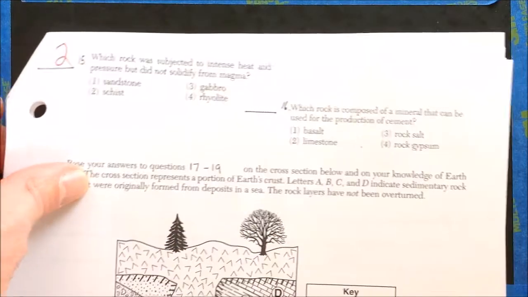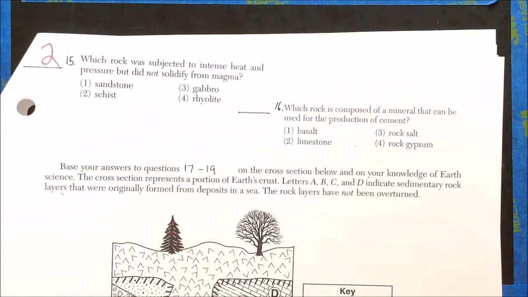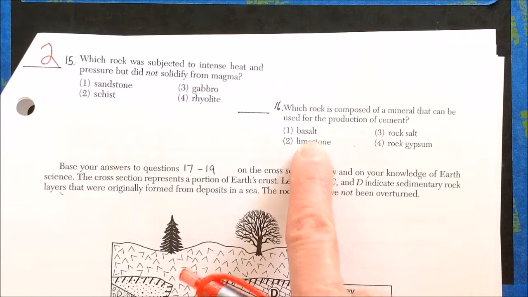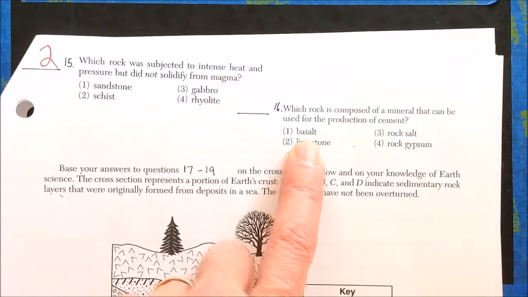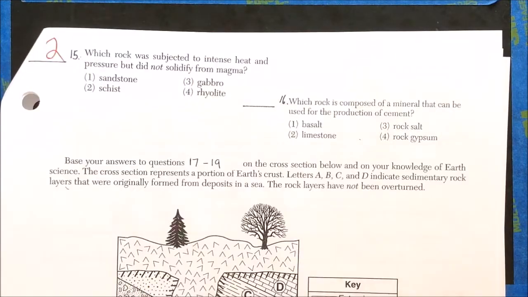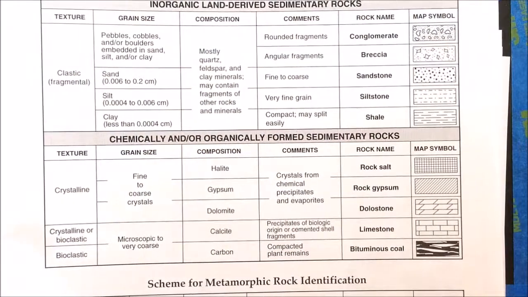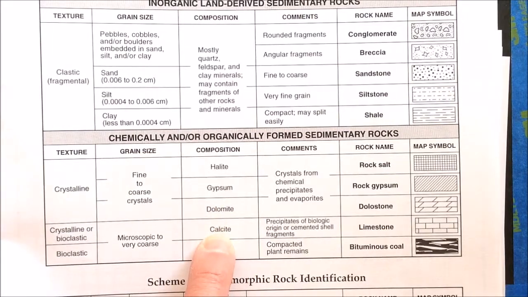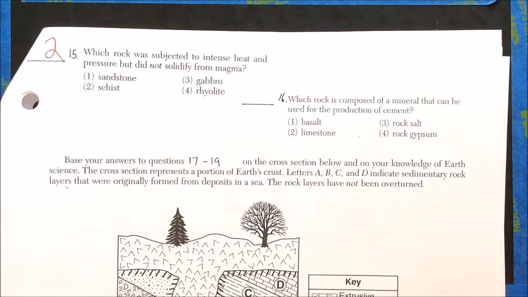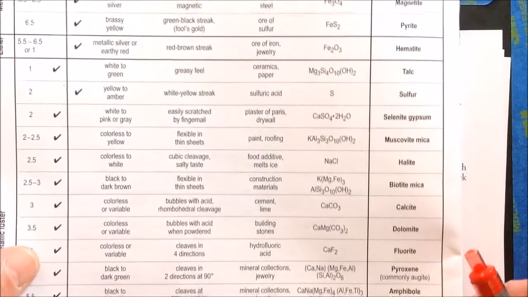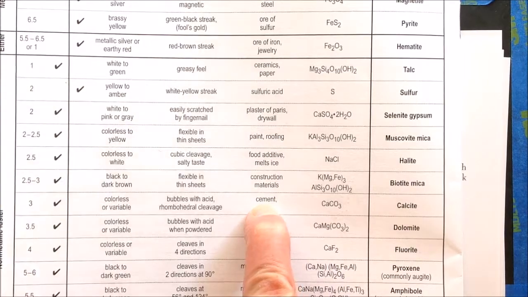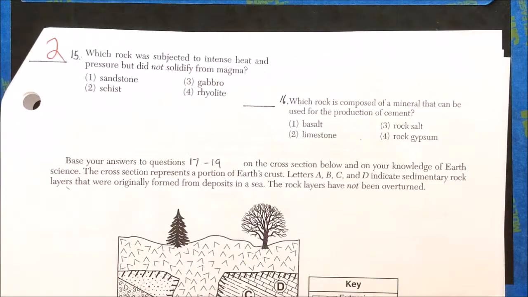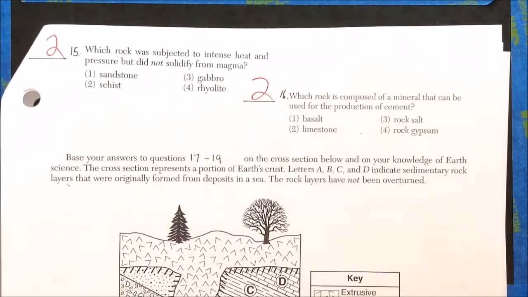16. Which rock is used for production of cement? This is where it gets a little tricky. I would probably go through each one of these and look at what minerals they're made of. You'll end up on limestone, and limestone, as you'll see here, is composed of calcite. Then what they expect you to do is go to the back of the reference tables, find calcite, and realize that the use there is cement. That is a bit convoluted of a way to get there, but the answer for 16 is choice 2.